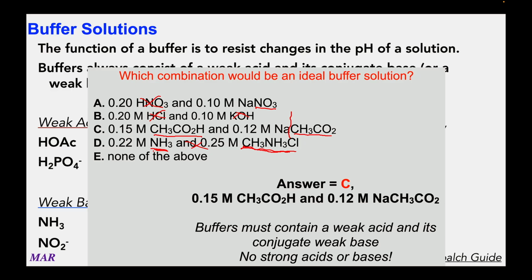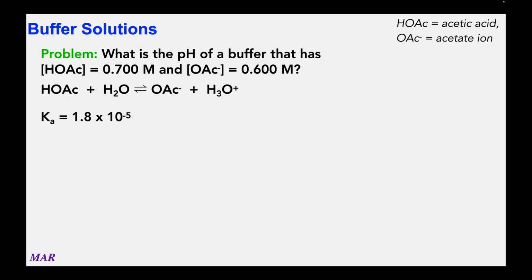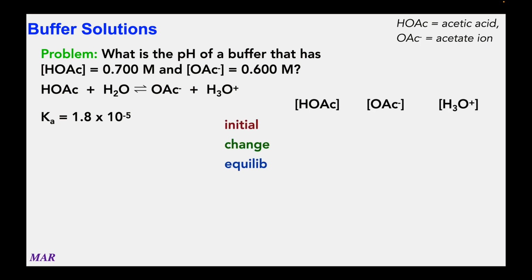So let's say you want to find the pH of a buffer that has an acetic acid concentration of 0.700 moles per liter and an acetate concentration of 0.600 moles per liter. All right, no problem. What we would do is set up a Ka expression. The acid plus water makes the conjugate base plus hydronium. And the Ka for this value is 1.8 times 10 to the minus 5, which again you can look up in a table. So what you would do is set up an ICE table. Initially, you have 0.700 moles per liter acetic acid, which we've done.